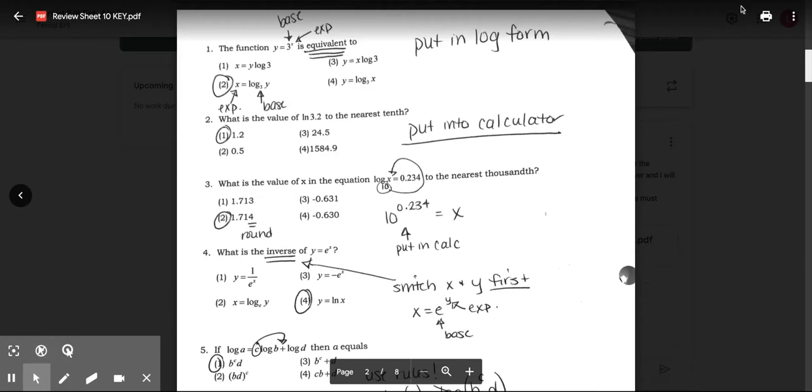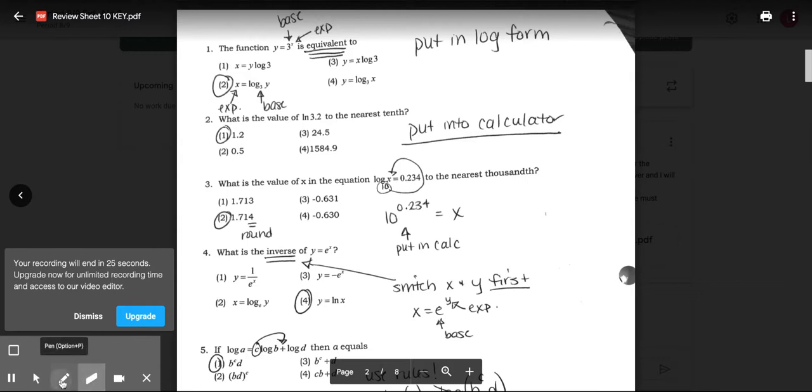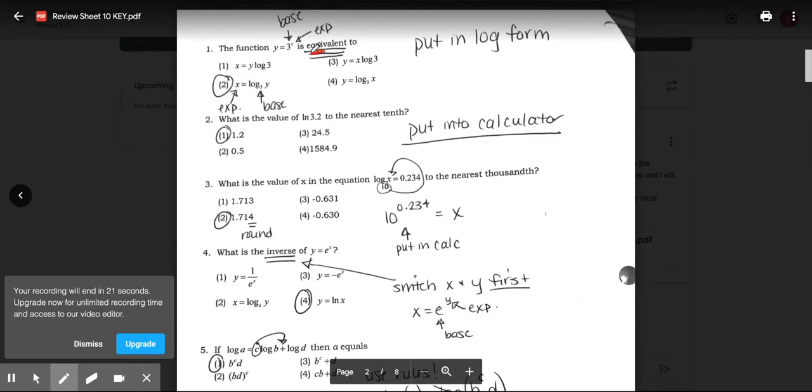Let me just see. Let's see if this works. Okay. So this is equivalent, right? So we're not looking for inverse here. We're not switching x and y. We're just simply putting it in log form. X is the exponent. So that is log. The base is 3. Okay.